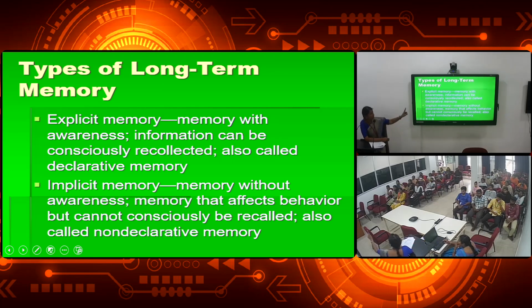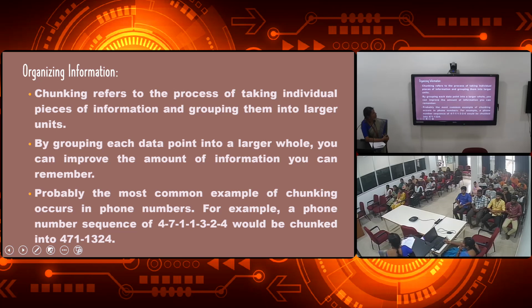Explicit memory is memory with awareness. Information can be consciously recalled, and it is also called declarative memory. Implicit memory is memory without awareness, memory that affects behavior but cannot be consciously recollected. These types of memories are called implicit memory, and it is also called non-declarative memory. Shall I move on? Do you have any doubts in this?